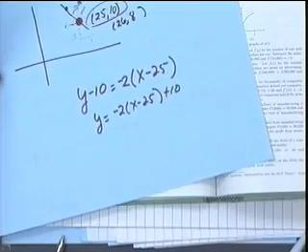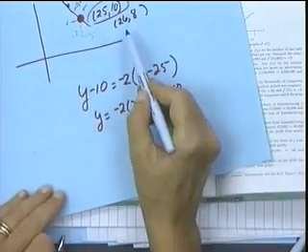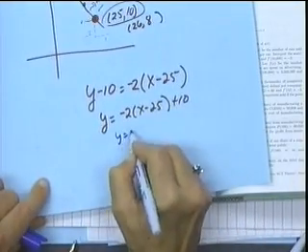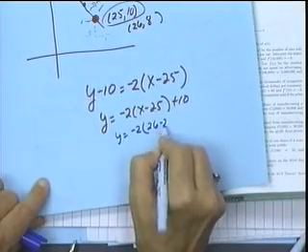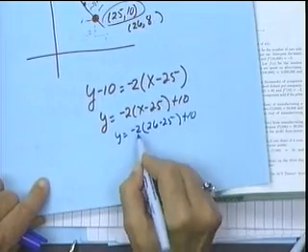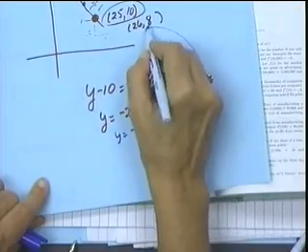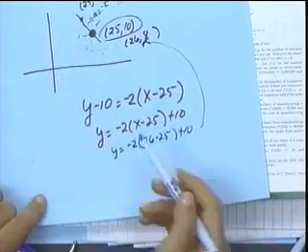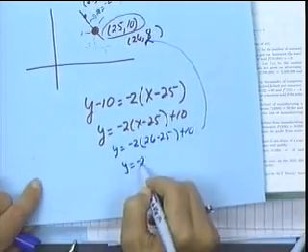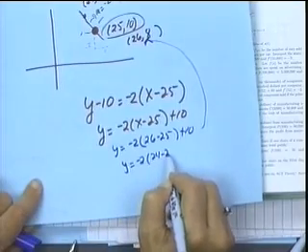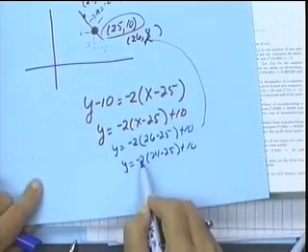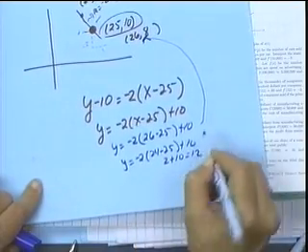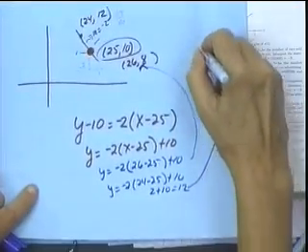So let's answer our same questions that we just did. When x is 26, y is equal to minus 2 times 26 minus 25, plus 10. Negative 2 plus 10 is 8. Bingo, 8. When x is 24, y equals minus 2 times 24 minus 25, plus 10. Negative 2 times negative 1 is positive 2. 2 plus 10 is 12. Bingo, that's what we saw visually.